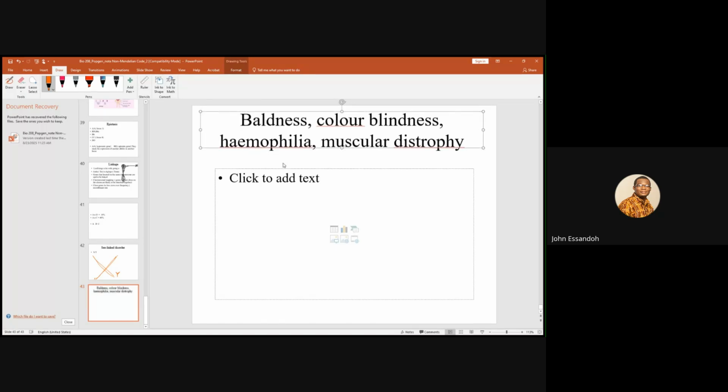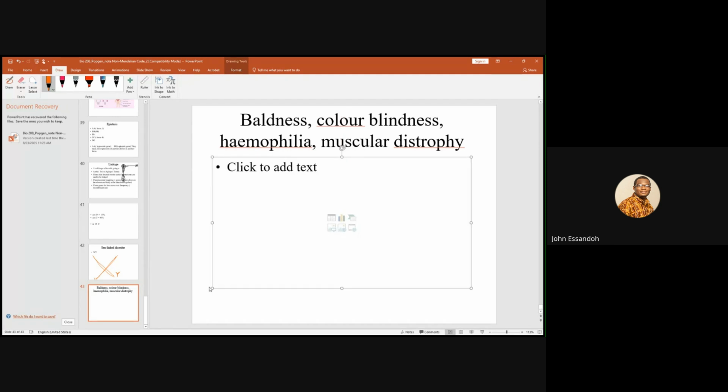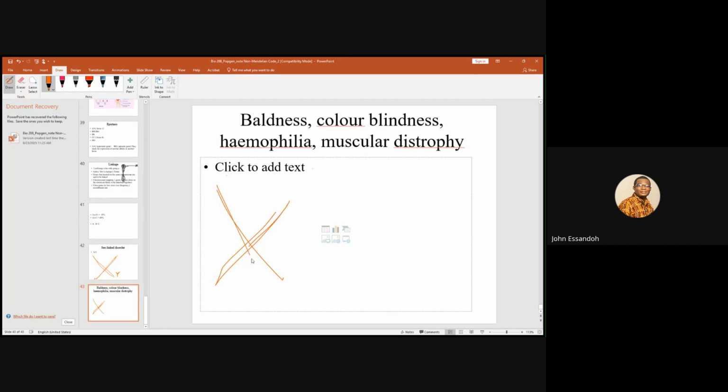But let's look at why women are very special. Most of these sex-linked disorders are recessive. So let's say these are sex-linked disorders. For a woman, let's see something here. A woman will be like this. And then let's take baldness.